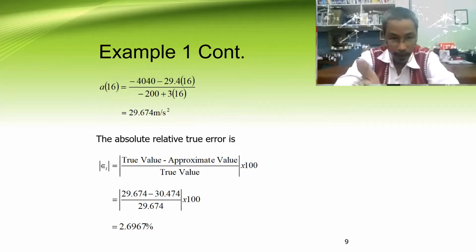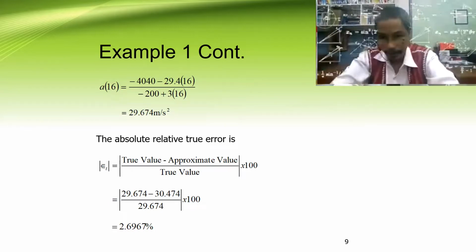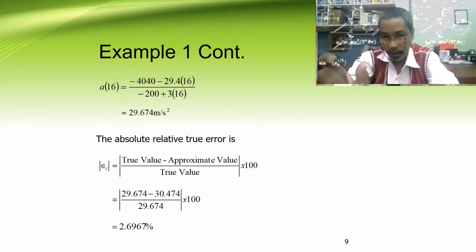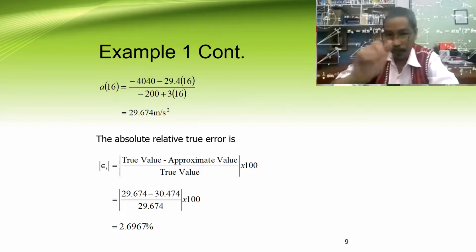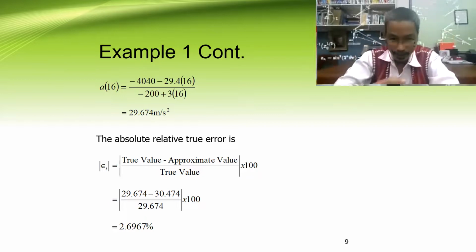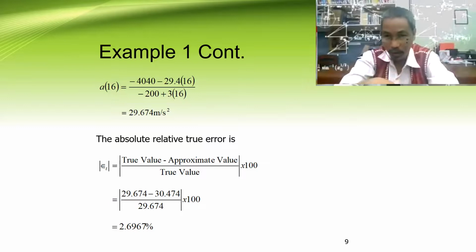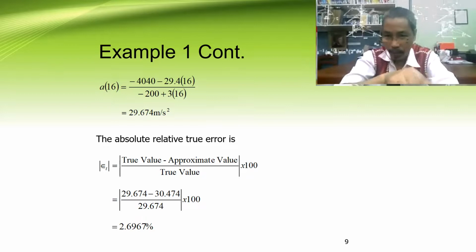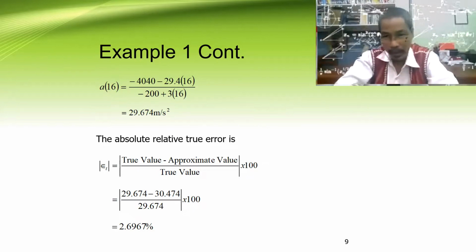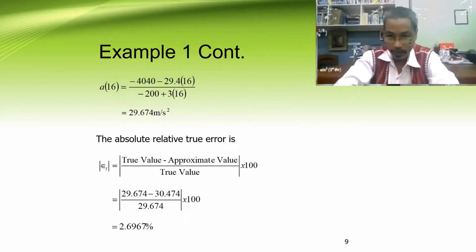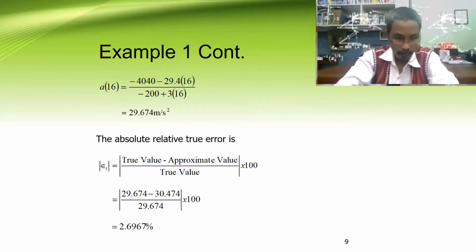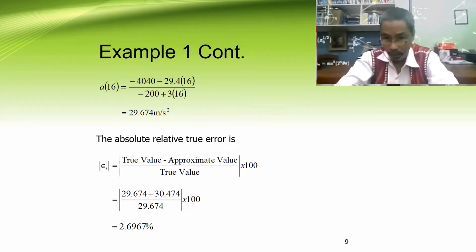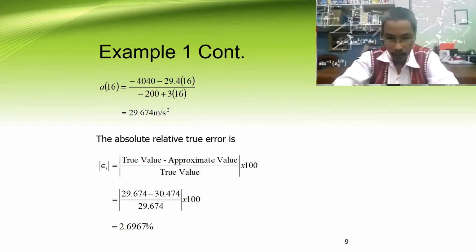And if we do the same example, this is your assignment. Do the same example and use delta t equal to 1 second. You will find out that the absolute relative true error is so little. It may not even get to 1%. So prove that to me. Give your answer and solution as a comment in this video.